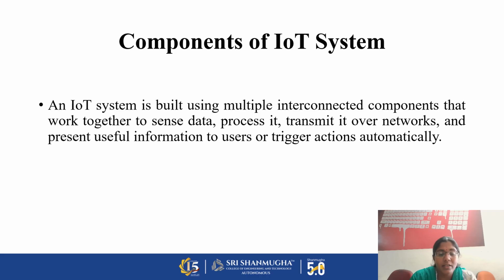The next one is components of an IoT system. An IoT system is built using multiple interconnected components. Okay, how can we build an IoT system? It can be built by multiple interconnected components. These components will work together to sense data, the sensor data can be processed and transmitted over the networks, and present useful information to users or trigger actions automatically.